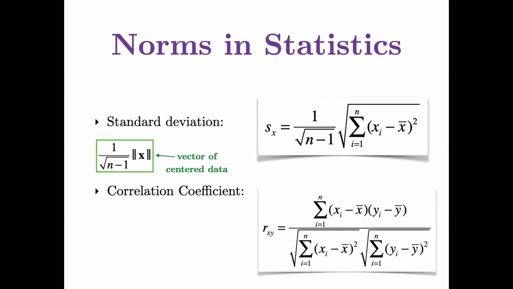The correlation coefficient is this absolutely hideous equation, and it becomes very clean in linear algebra. It's just x transpose y over norm x times norm y. Again, with x and y as vectors of centered data where we subtract the mean. In the next video, we're going to take a leap into the world of statistics and talk about the multivariate normal distribution.